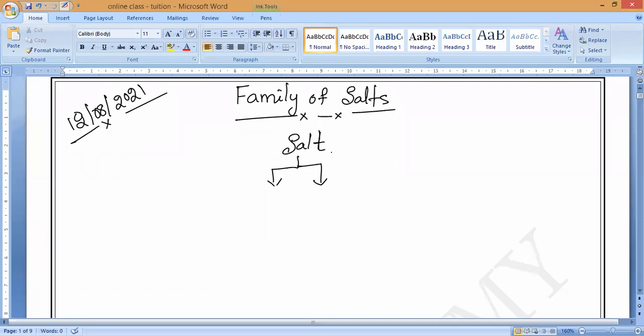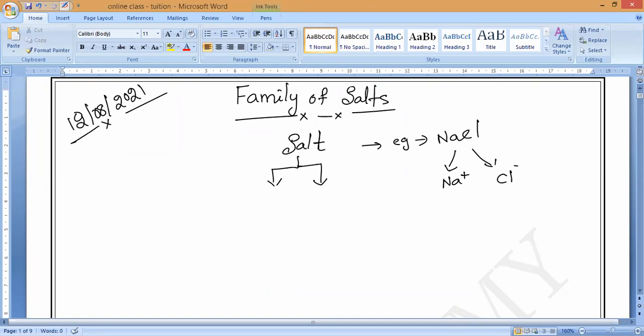If I take an example, NaCl, it contains two things. One is the positive part from the base and the second is the negative part from the acid. So every salt contains what? One positive ion and one negative ion. Yes or no?